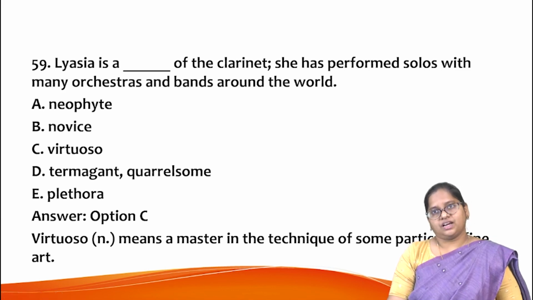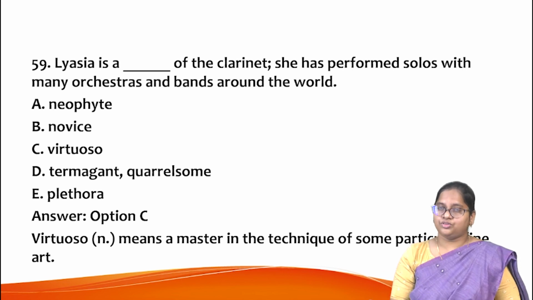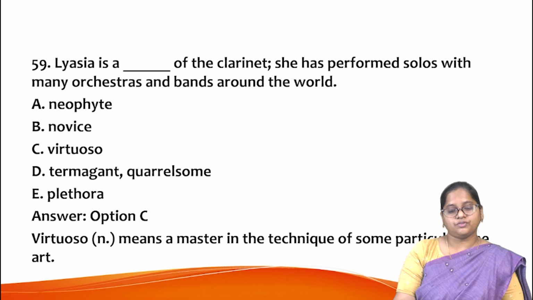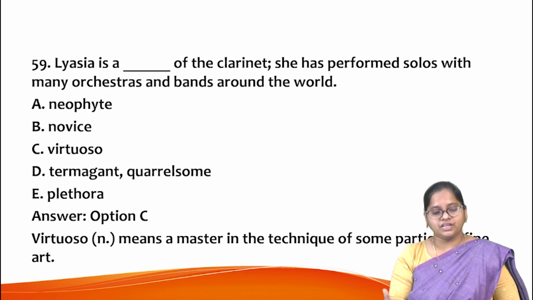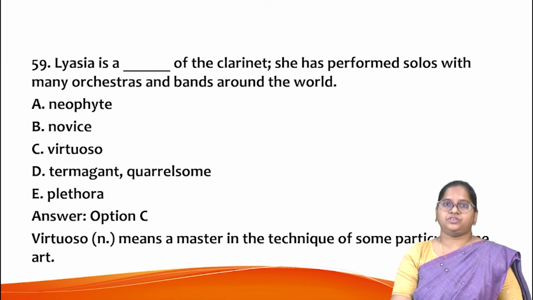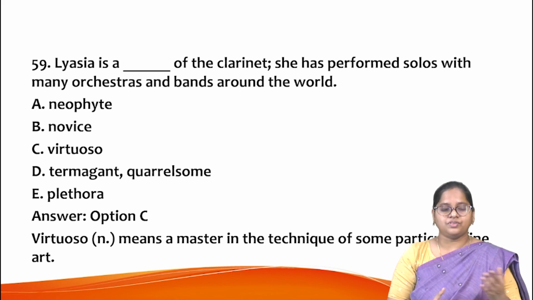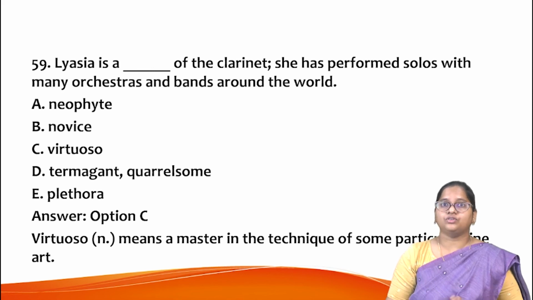Leza is a blank of the clarinet. She has performed solos with many orchestras and bands around the world. Neophyte means somebody who is new to it, a novice, a new person. Virtuoso means a master in the technique of some particular fine art. Termagant means a quarrelsome, fighting person. Plethora means abundance. So Leza is a what of the clarinet? Obviously virtuoso. So you can go with option C.